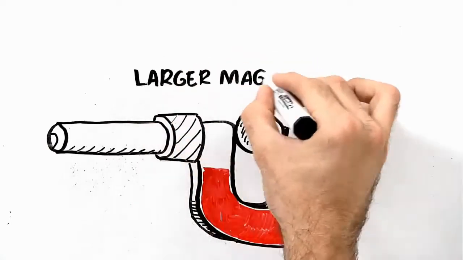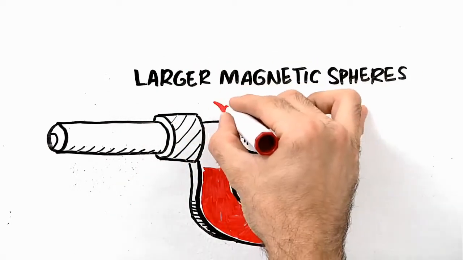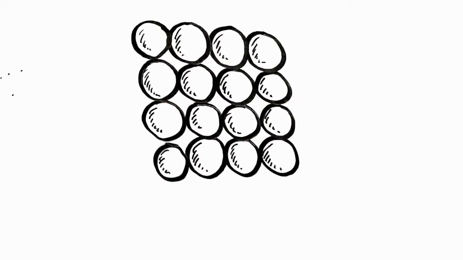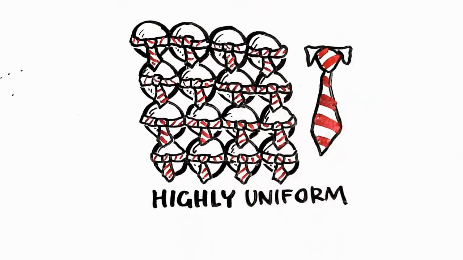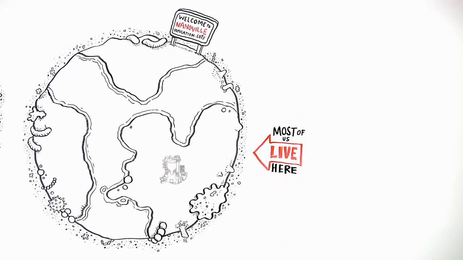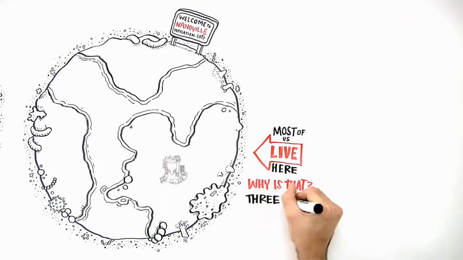So let's compare this to the micro-sized planet, where larger magnetic spheres, or beads, are used. Beads that are several microns in size, completely spherical, and highly uniform. Now, most of us live on the nano-sized planet of cell isolation. Why is that? There are three primary reasons.